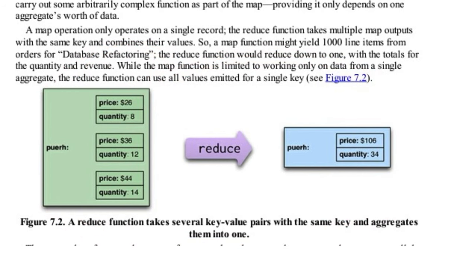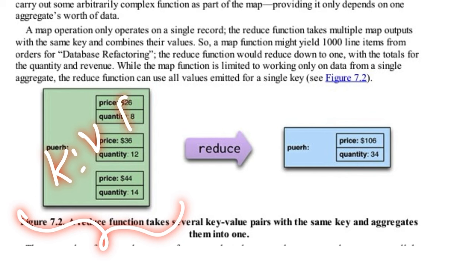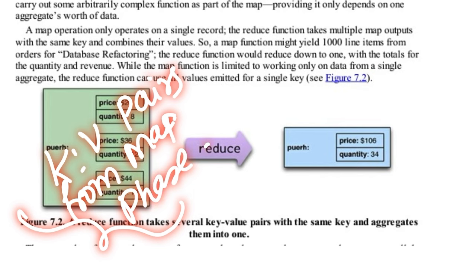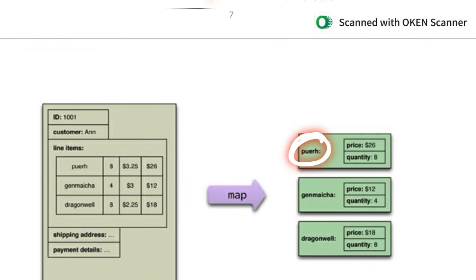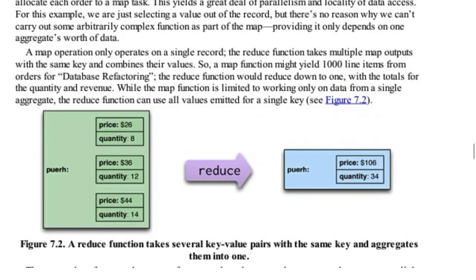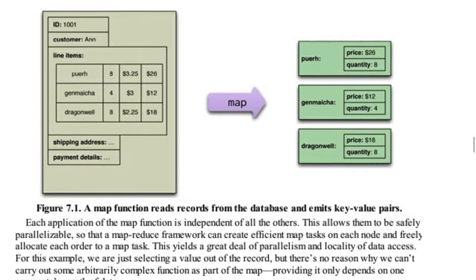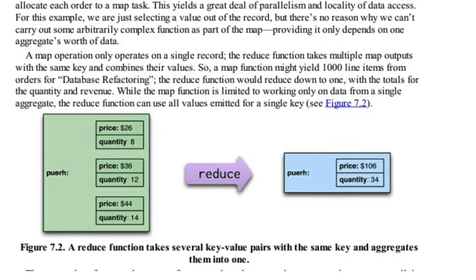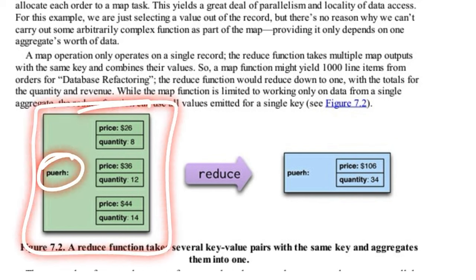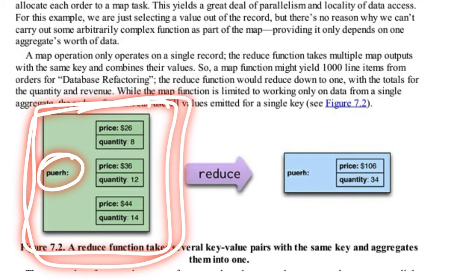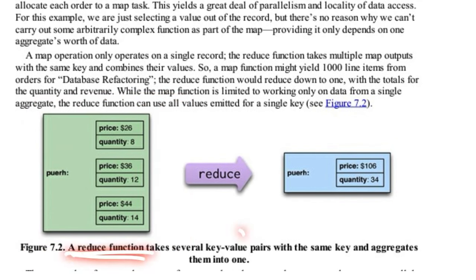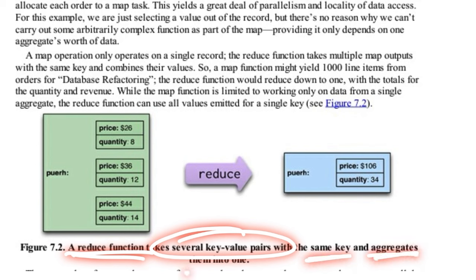Under the reduce part, input would be the key value pairs from the map phase. If you see here, for this particular line item there was price and quantity, right? So this was $26 and $8. If you check out here, $26, $8 is there, but along with that there are extra entities here also. As we saw previously, under the reduce step, all the data which has the similar key are aggregated here. They all are combined here, right? They all are taken into consideration here. The reduce function will take several key value pairs with the same key and aggregate them into one.